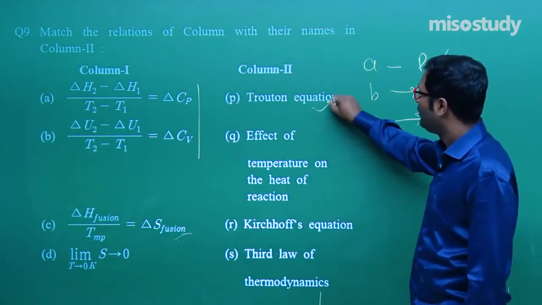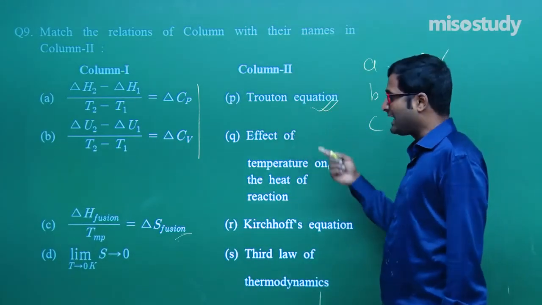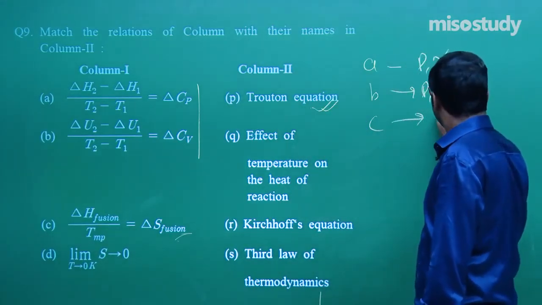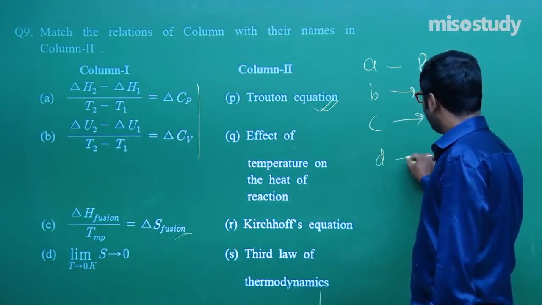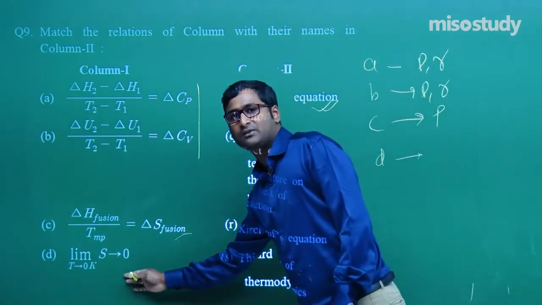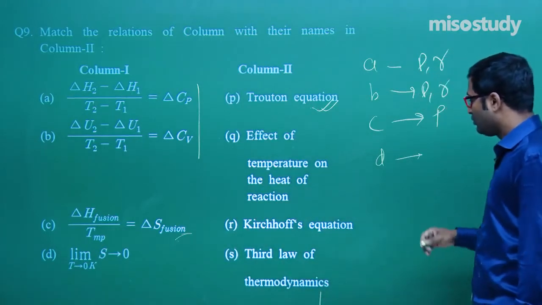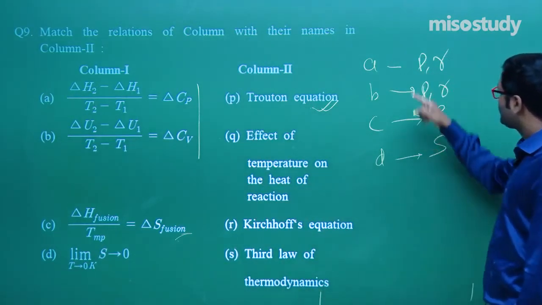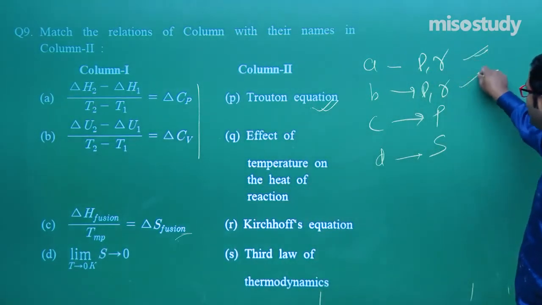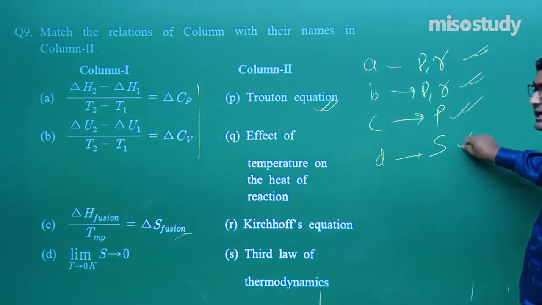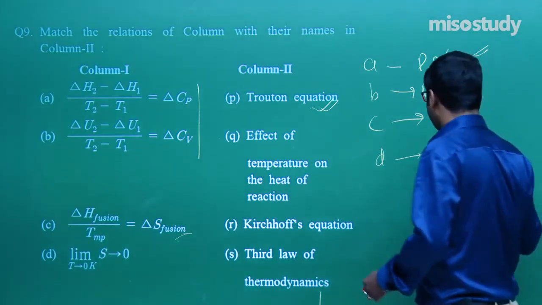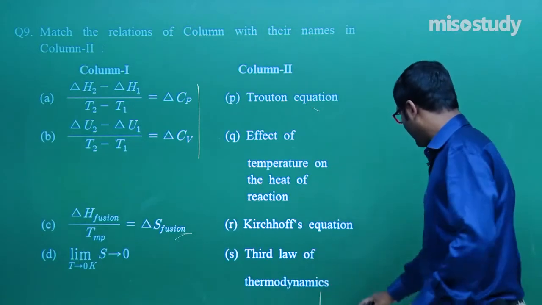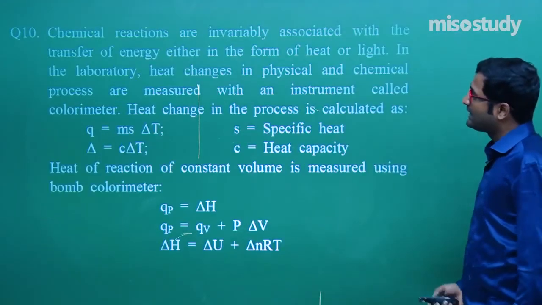This one we will know, the Trouton equation, as I have discussed in my theory lecture. Now D, this is the statement of the third law of thermodynamics. So the expression here is C. So option A, P and R, B, P and R, for C that is P, and for D that is S. I am going to rub this part. Wait for a moment. Let's move to the next question.